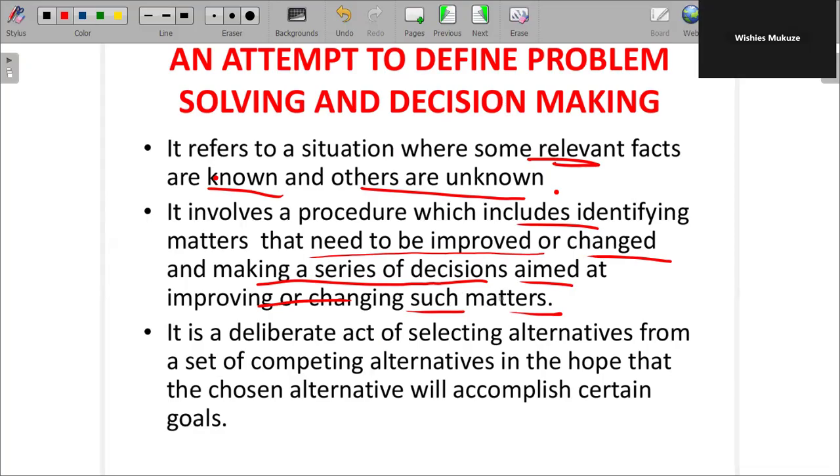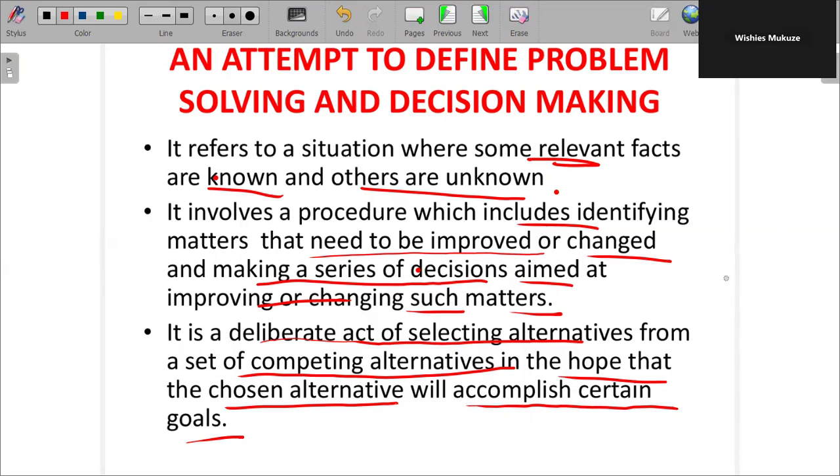Another definition is that it is a deliberate act of selecting alternatives from a set of competing alternatives in the hope that the chosen alternative will accomplish certain goals. There you'll be able to identify different alternatives. Among those alternatives, you need to choose the best alternative that can solve the problem, or that can help you to accomplish a goal.